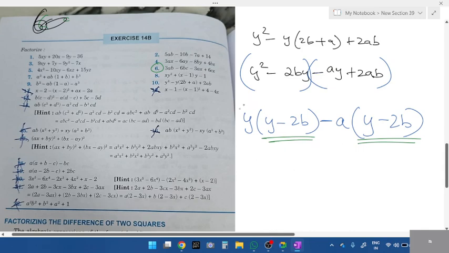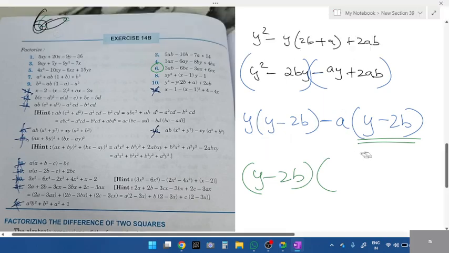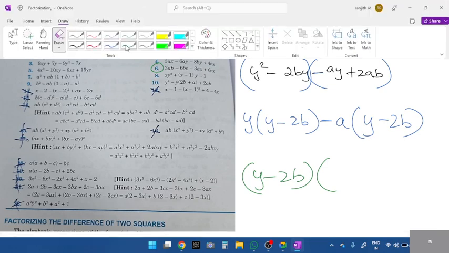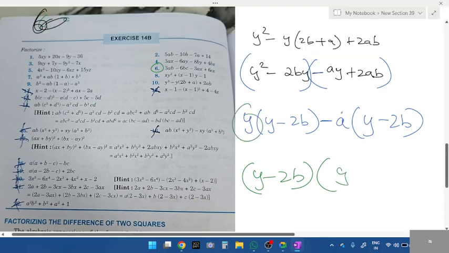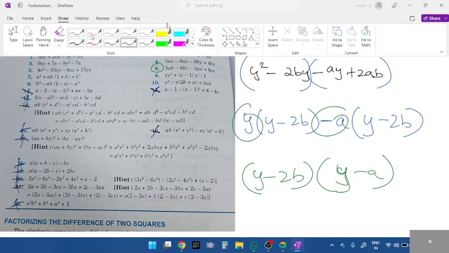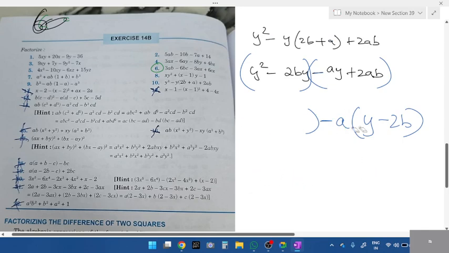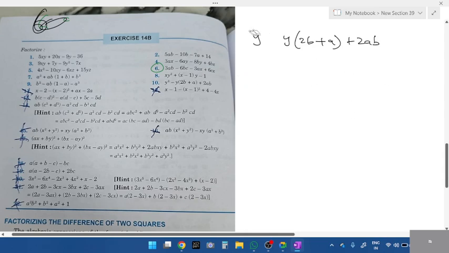Next, before the bracket, compare y and a. Anything common? No. Take the bracket. Y minus 2b is common. Next, divide that. What is the remainder? Y minus a. I'll tell you how to find the remainder. Just take y and this minus a. What's the answer? Y minus a. So are we done with the second exercise? Any doubts? No. So when there are three terms, convert into four terms, students, and group them.